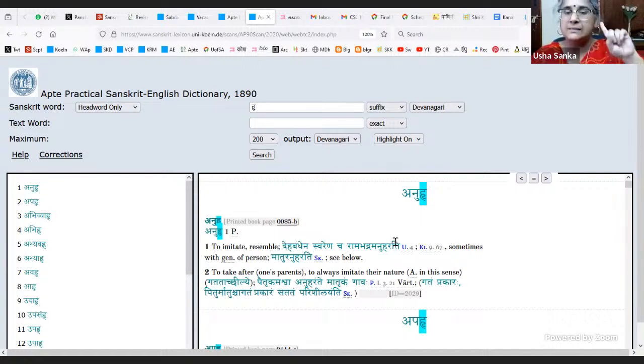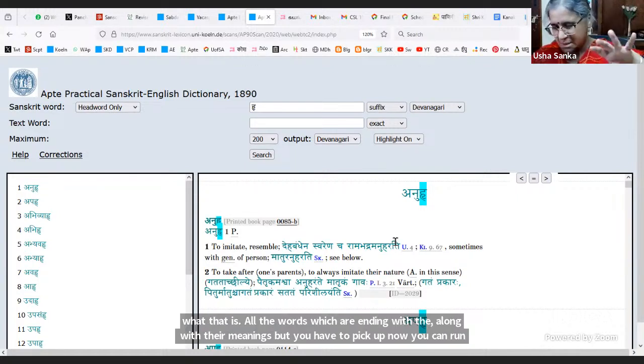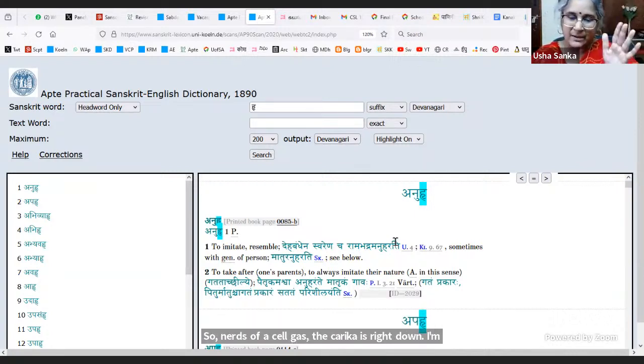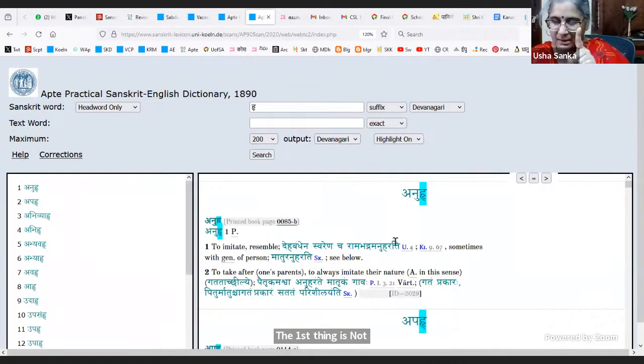And one more homework, sorry. Learn all the upasargas. The karika, please write down. I am not writing it myself, I give only exercises. I forget writing these things. Please write down, and if somebody can prepare and give me, I'll put it in the document. The first thing is learn the karikas, all the three.